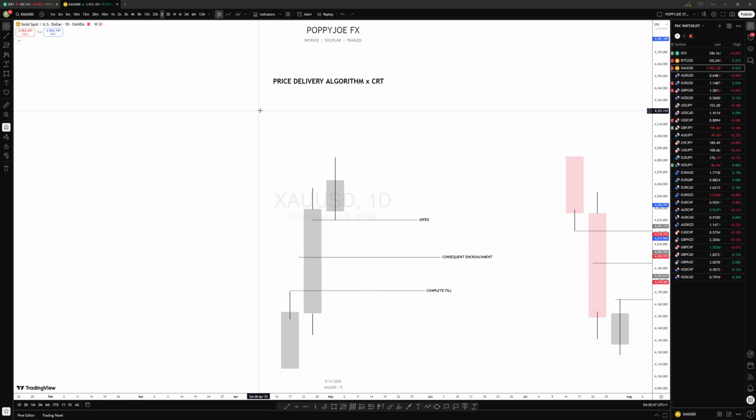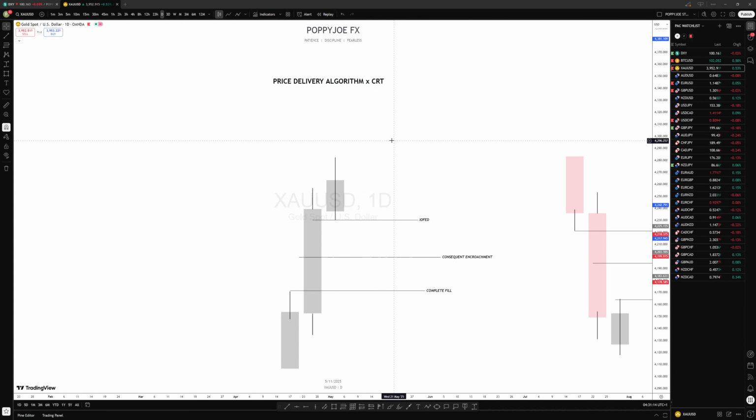So let me show you a very simple model you can apply on gold and become very profitable with it. Now this model is going to combine a particular concept that I know so well, which is price delivery algorithm. Now I already added CLT here, but I'll be honest, I'm not sure I'll use CLT in this video. But then the knowledge is very simple.